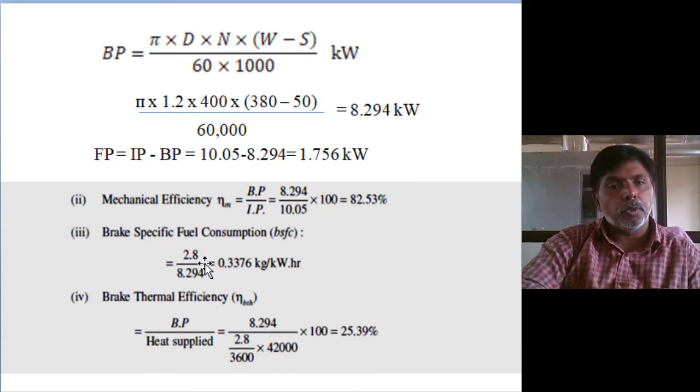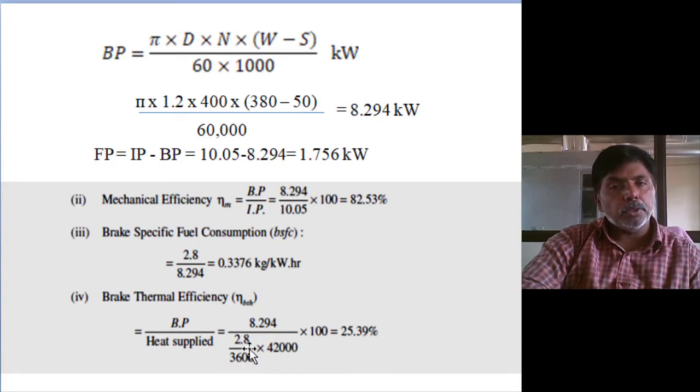Mass flow rate is 2.8, the brake power is, you can see, 8.294 kilowatt. Then specific fuel consumption is 0.3376 kg per kilowatt. Coming to the brake thermal efficiency, it is brake power to the heat supply.